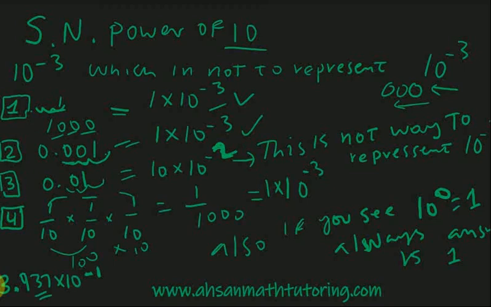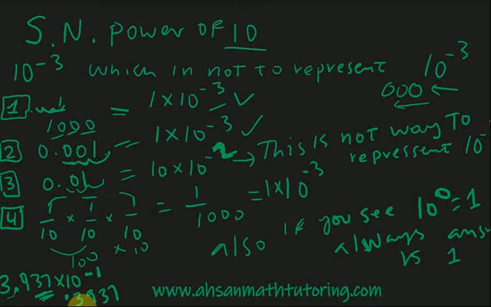3.937 times 10 to the negative 2. You only have to move 1 unit, right? So it will become 0.3937, right? This is how you do it. Okay, here is one more. I just threw it in: 3.937 times 10 to the negative 1. You move to the left 1 unit, right? So you will have 0.3937.